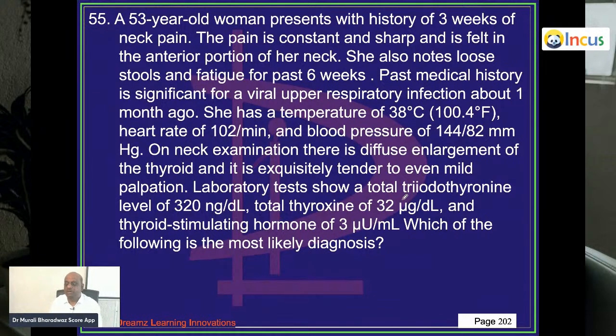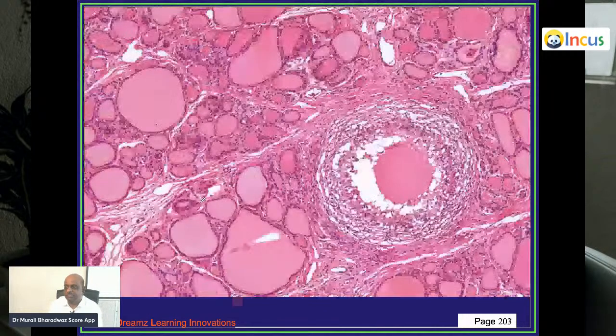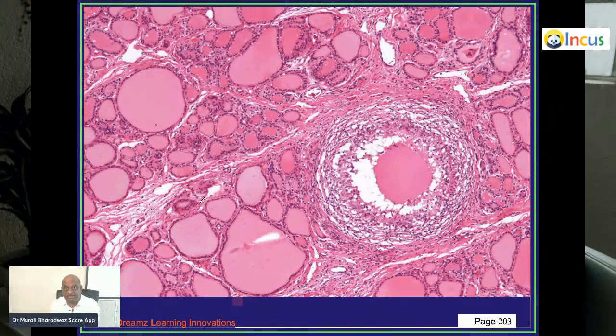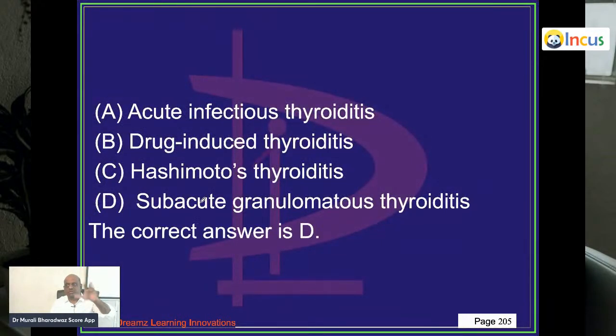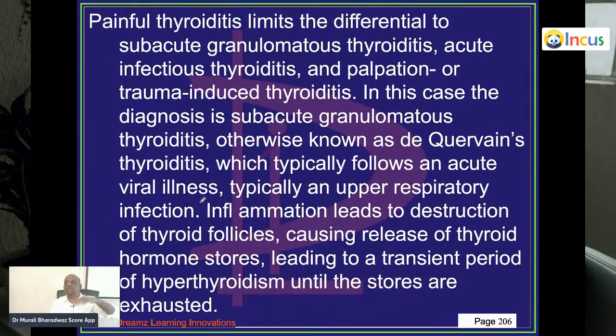A 53-year-old woman, 3 weeks of neck pain. And typically the triiodothyronine level is 320 and her thyroid stimulating hormone is 3. So what is the likely diagnosis given the picture? It's a thyroiditis. A thyroiditis leading to neck pain. You should think of subacute granulomatous thyroiditis. So whenever painful thyroiditis is there, what are the things that come to your mind, doctor?